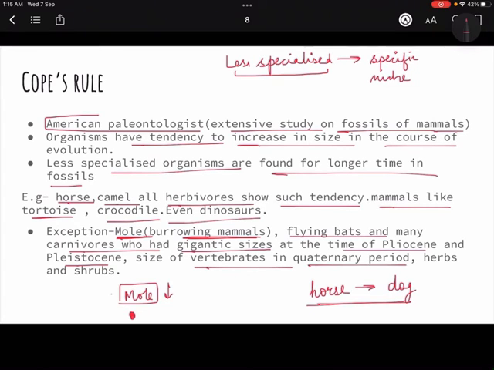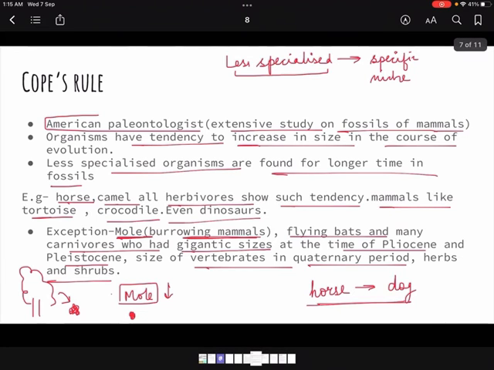Similarly for vertebrates in the quaternary period, herbs and shrubs which were once gigantic trees, very big, now became just herbs and shrubs, so reduced in size. It is an exception to Cope's rule. Again the same criticism, that is descriptive generalization, not very empirically tested.